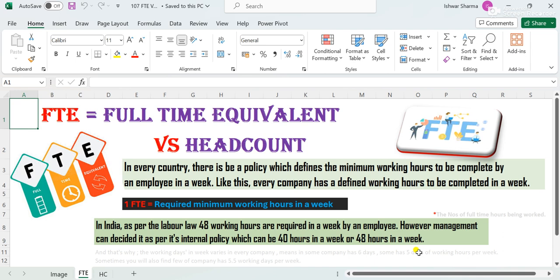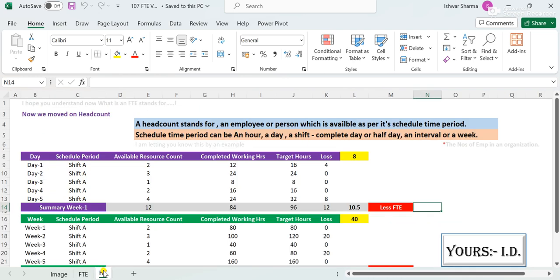Next thing, that is headcount. So in short, what is FTE and what is headcount? FTE is the number of full-time hours being worked, and the number of employees in a company is the headcount. So let me tell you about headcount.